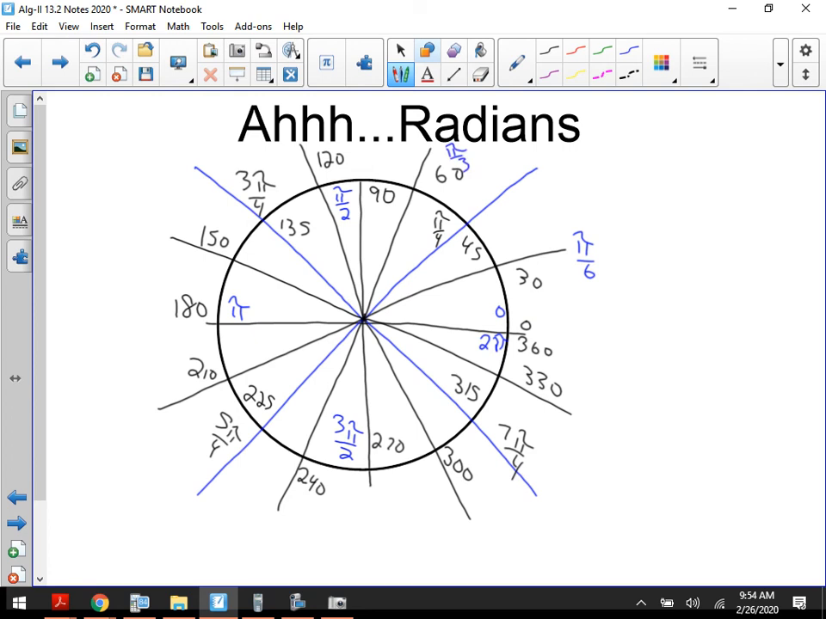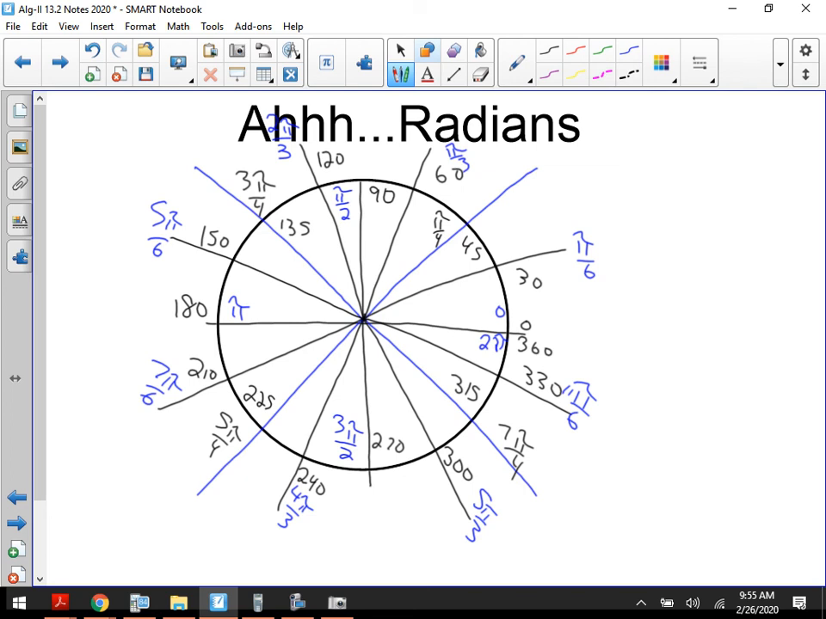1/6, 2/6, 3/6 for half. 4/6, which is 2 pi over 3. Oh, sorry, I put the wrong spot. The 120 was here. 5/6. 6/6, which is 1. 7/6. 8/6. 9/6, 3 halves. 10/6, 5/3, and 11/6, because 2 pi would be 12/6.